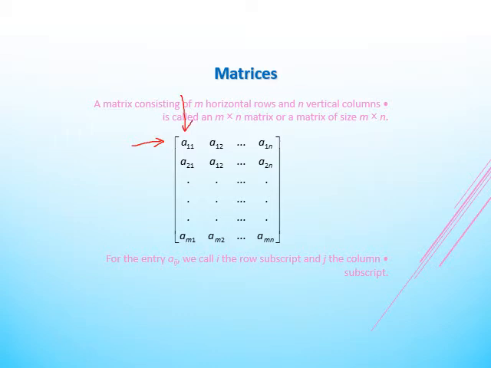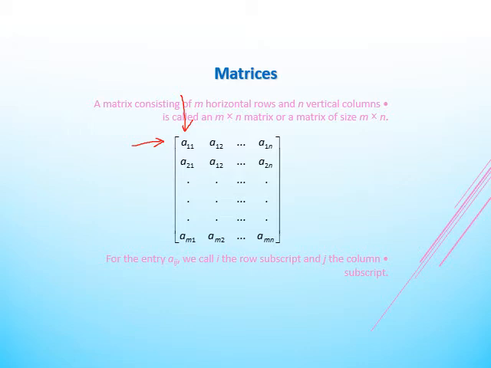So a matrix is a rectangular array of numbers and consists of m horizontal rows and n vertical columns. The size of the matrix here will be m rows and n columns. For every entry in the matrix, we call it a_ij. i is the row subscript and j is the column subscript.